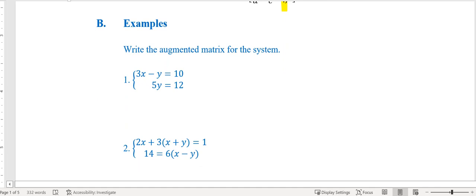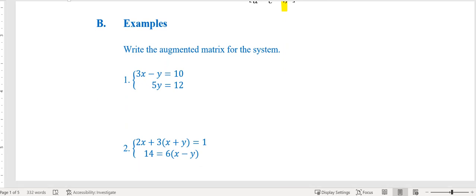Alright, an example. Write the augmented matrix for the system 3x minus y equals 10 and 5y equals 12. So the matrix will be 3, negative 1, 10, and then row 2, there's no x term. So we're going to have a 0 as a placeholder in the matrix: 0, 5, 12.